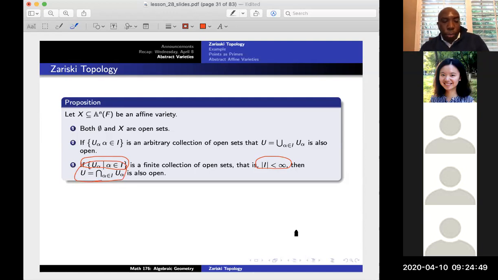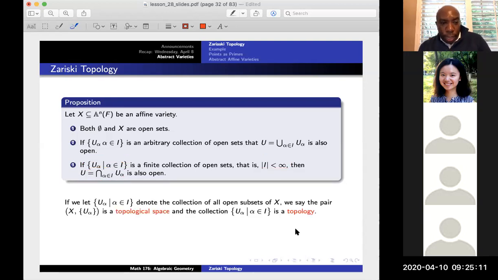So again, we have three properties. Number one, both the empty set and the whole variety are open. Number two, the union of a collection of open sets is open. And number three, a finite intersection of open sets is open.